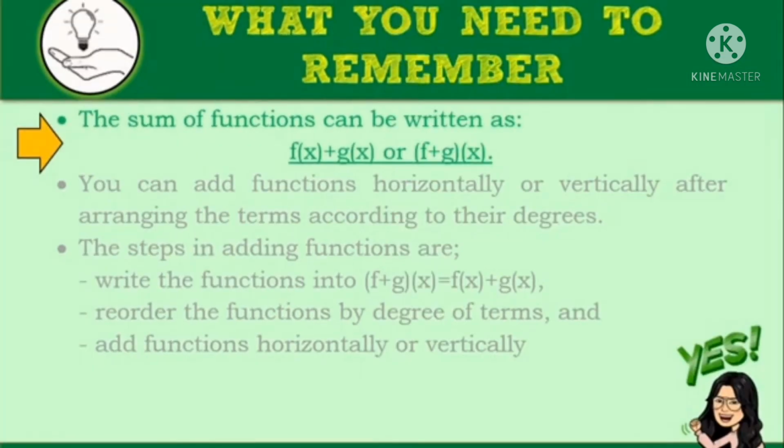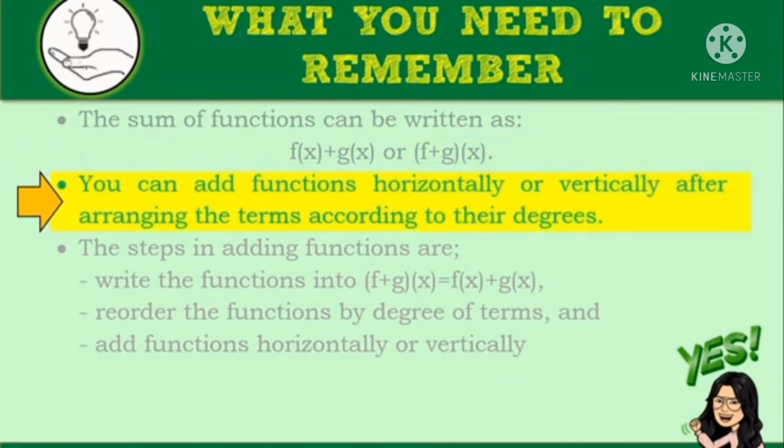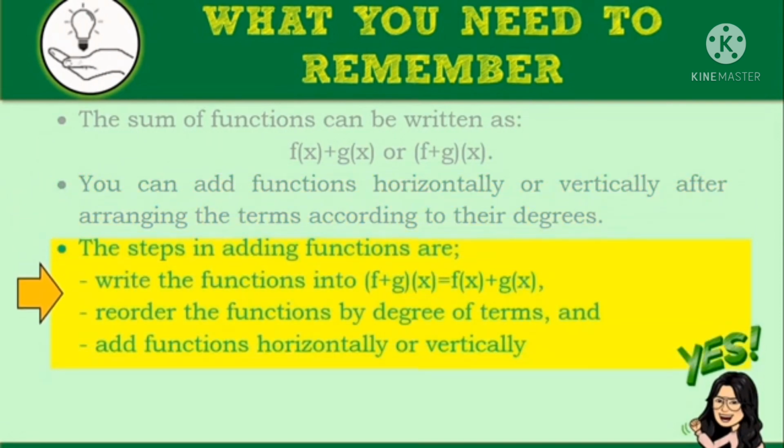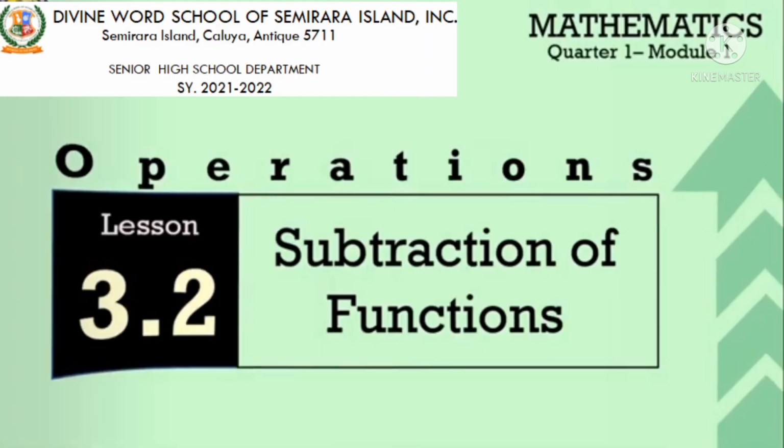Next one, what you need to remember. Remember that the sum of the functions can be written as f of x plus g of x, or you can write it in this notation, f plus g of x. Second, you can add functions horizontally or vertically after arranging the terms according to their degrees. Last one, these are the steps in adding your functions. Write the functions into this: f plus g of x is equal to f of x plus g of x. Reorder the functions by degree of terms. And lastly, add functions horizontally or vertically.